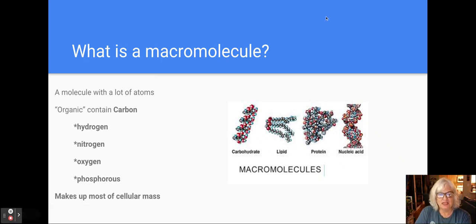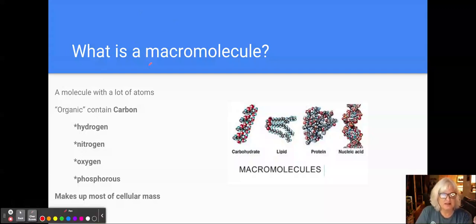Get used to breaking words down. Okay, so macro, I'm going to get a pen, hang on. The term macro, this prefix right here, means large, larger than micro, obviously. And molecule, you all know what a molecule is, right? So it's something that has more than one type of element bonded together. So these are really large molecules with lots of atoms.